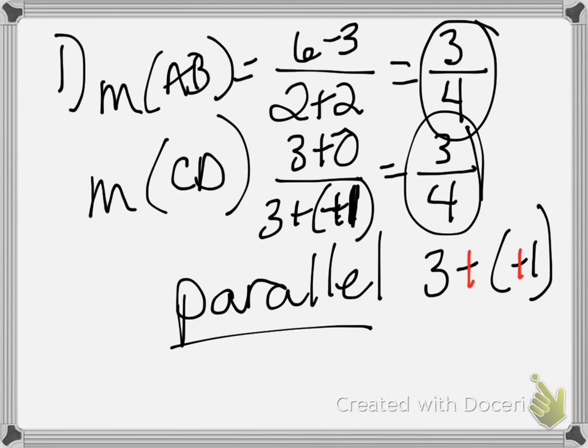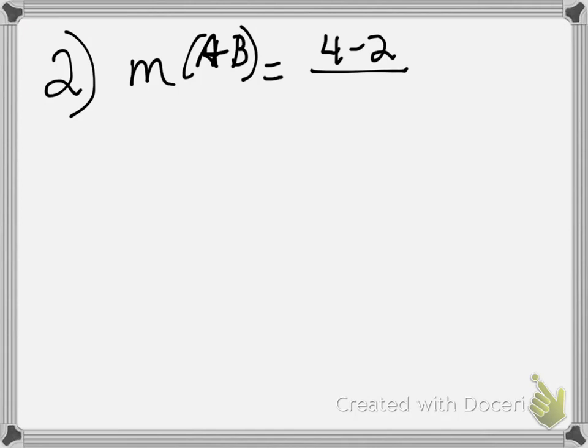All right, so number 2. I'm not going to write the problem, I'm just going to write the points. So the slope of line AB, what do y'all want to start with? 5 and 4. All right, so 4 and 4 minus 2 is 2, and 5 minus 0.